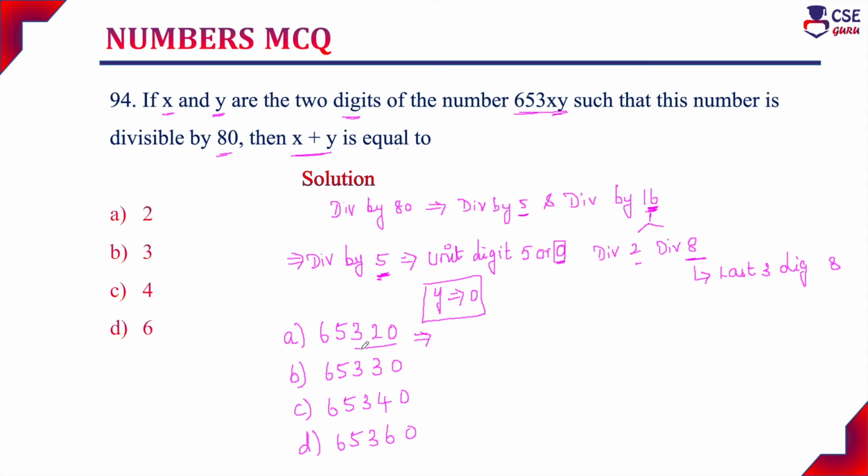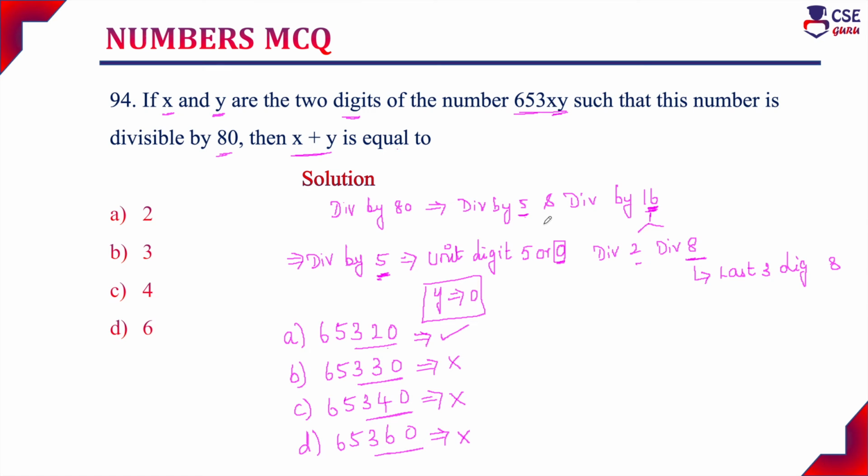If you are checking here, the last 3 digits are 320. Yes, it is divisible by 8. Option B, if you are checking, it is 330. It is not divisible by 8. Option C, the last 3 digits are 340. It is also not divisible by 8. And option D, the last 3 digits are 360. It is also not divisible by 8.